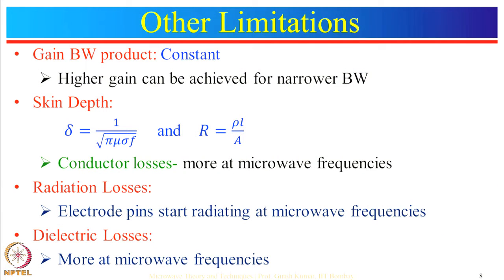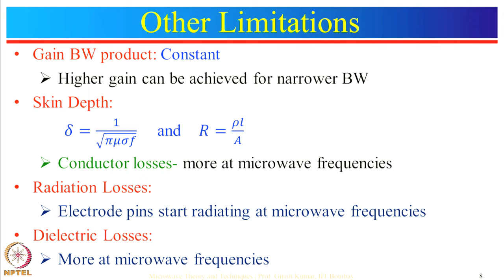Now, the next limitation is skin depth. The skin depth of a conductor is given by delta is equal to 1 upon square root of pi mu sigma f, where mu is the permeability of the material, sigma is the conductivity of the conductor, and f is the frequency. So, skin depth is inversely proportional to the square root of frequency. As frequency increases, skin depth decreases. At microwave frequencies, this skin depth is very small.